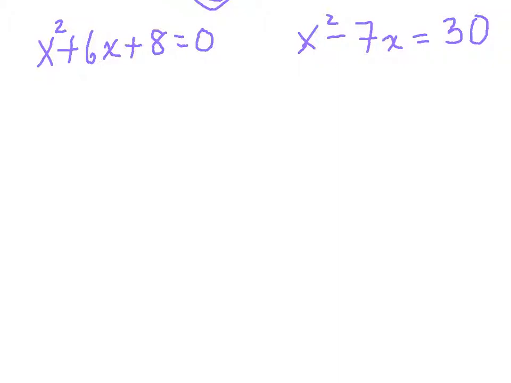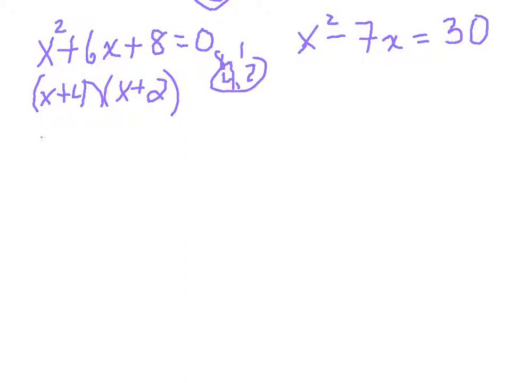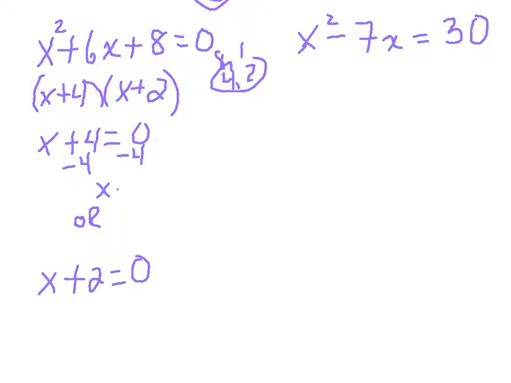The first one you just want to do as straightforward as we've been doing. What times what gives us 8? We have 8 and 1 and 4 and 2. Which one adds to give us 6? We get that. The 6 has to be positive, so both of these are going to be positive. So then we set it up where x plus 4 equals 0, or x plus 2 equals 0. Minus a 4, minus a 4, x will equal negative 4. That's one of our answers. Here we minus a 2, and x will equal negative 2. So our solutions are negative 4 and negative 2.